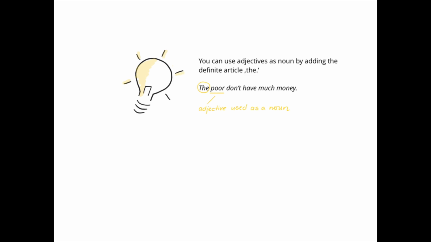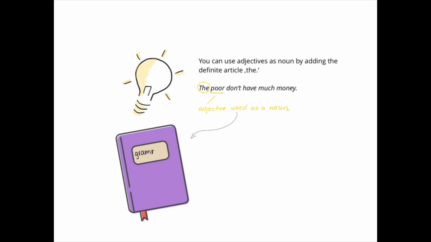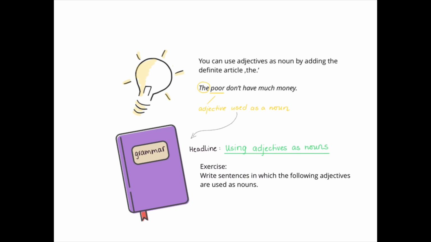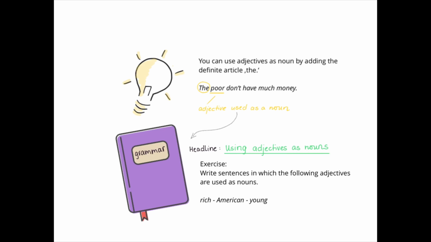Now it is time to make a short break from this video. Take out your folder and make some notes in the grammar part of your folder. Choose the following headline: using adjectives as nouns. As soon as you are done, please do the following exercise. Write sentences in which the following adjectives are used as nouns: rich, American, and young. Now it's time to make a break from this video again.